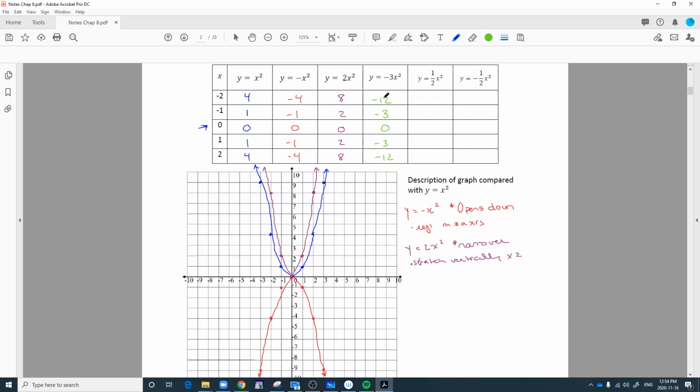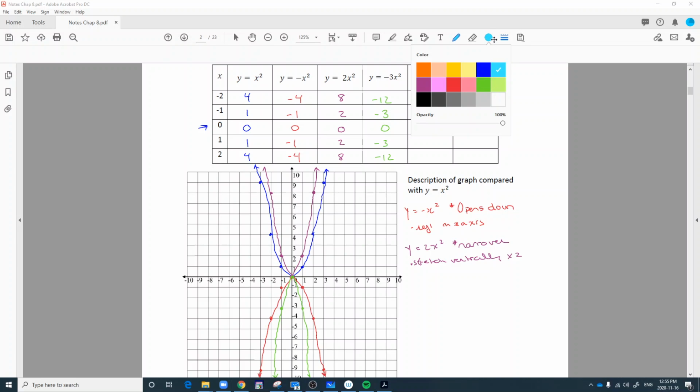So if I was graphing this without the table of values, I'd have my vertex at 0, 0. Instead of going over 1, down 1, I'm going to stretch that by 3. So I'm going to go over 1 and down 3. I'm going to do that on the other side, over 1 and down 3. And then I would go over 2, and instead of going down 4, I would stretch that to 12, except that it's not going to fit. So I'm just going to make this a very narrow graph. Same thing on the other side. Awesome. Okay, let's move on to the next graph.